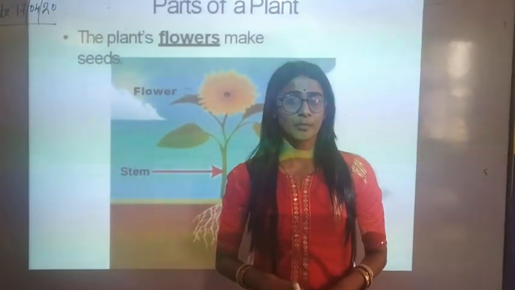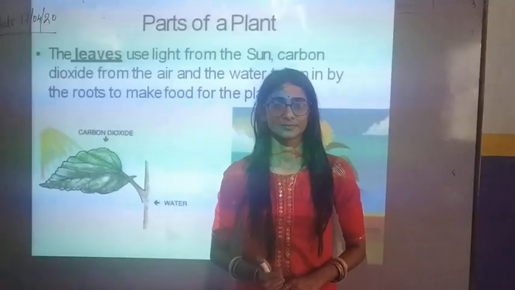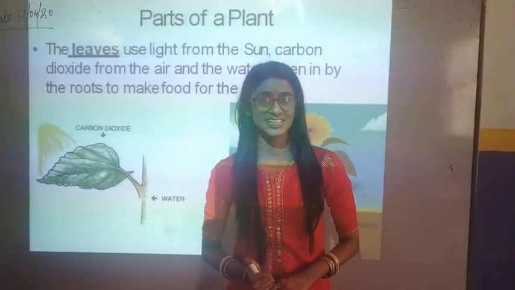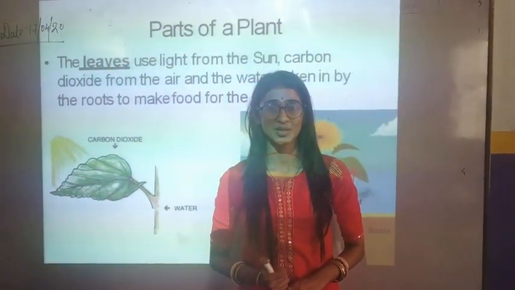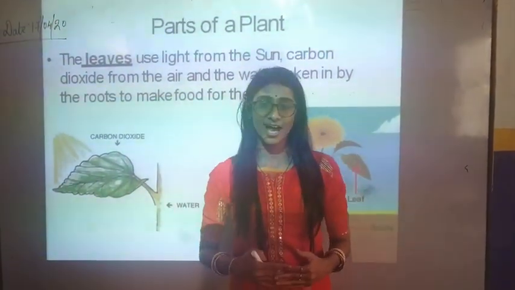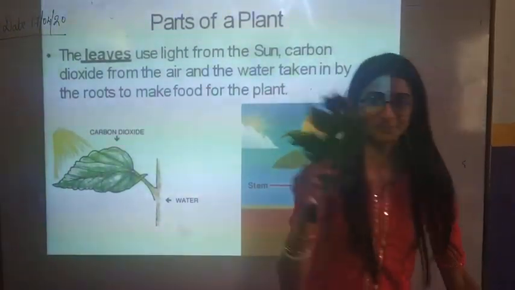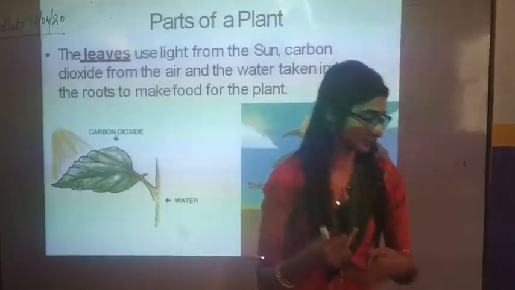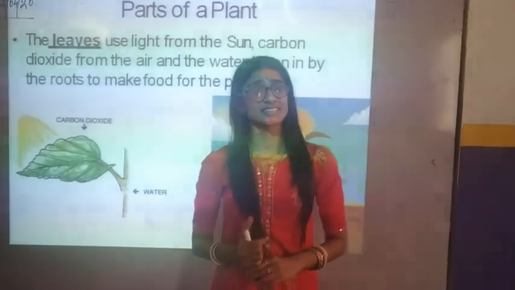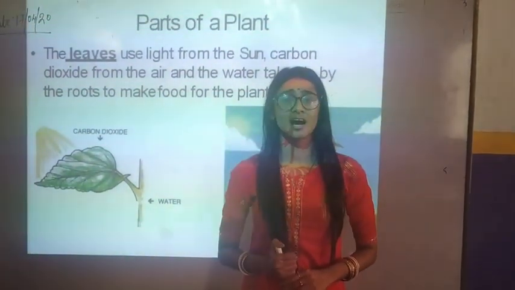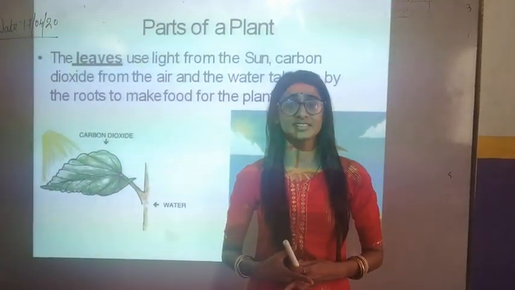you should go and take a round of any garden nearby you. So my dear children, have you visited any garden nearby you? I hope so. Even I did the same and I collected some leaves. Let me show you. So, are all these leaves the same? No, these are not all the same. They are of different shapes, different colors and different sizes.